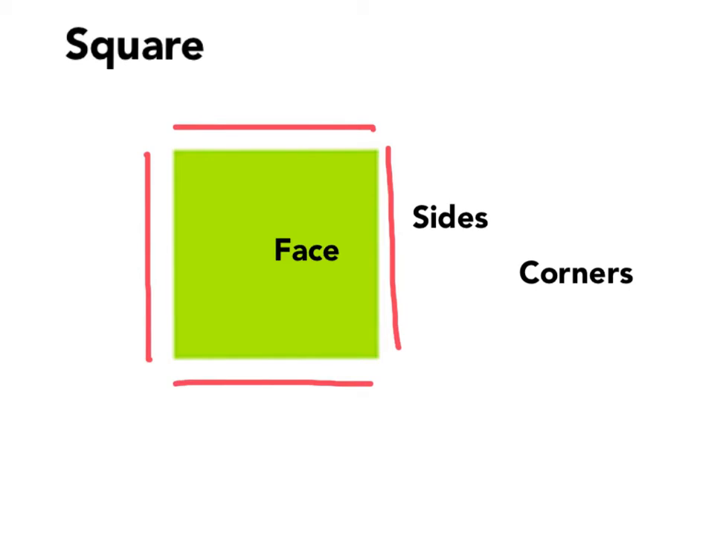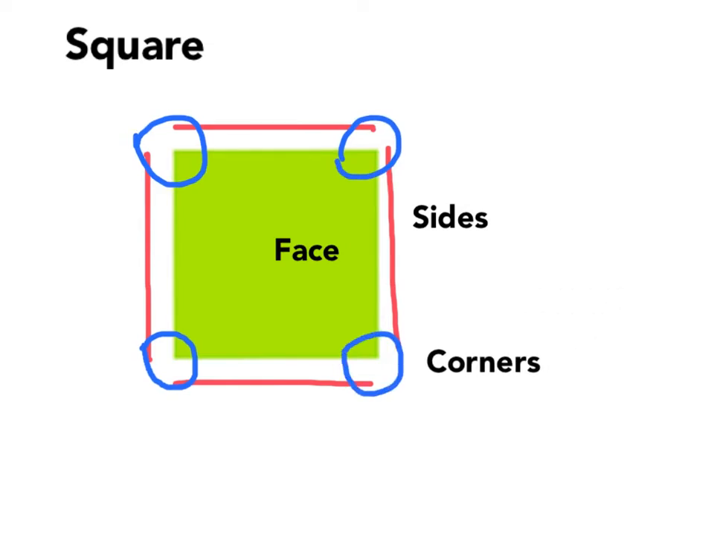Okay, what about corners? How many corners does a square have? Remember, a corner is where 2 sides meet. So here is one corner, here is another, and another, and another. So a square has 4 corners. So just to sum up again, a square has one face. It has 4 straight sides that are all the same length, and it has 4 corners.